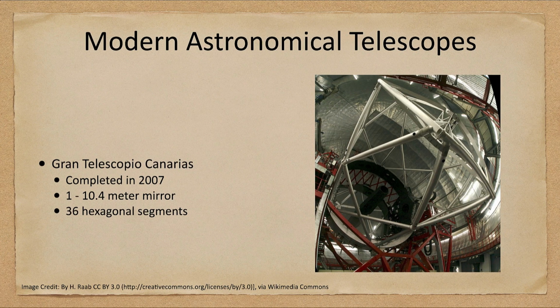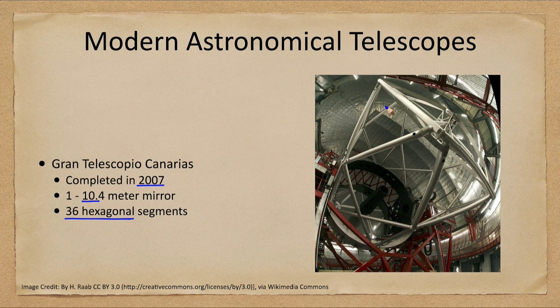And then we have the Gran Telescopio Canarias, and that was completed in 2007, which is a single mirror that is 10.4 meters. Now you think about how big these telescopes are getting. It's very hard to build one mirror this size. So this is actually in hexagonal segments, 36 of them, that are then put together to be able to use it as a single mirror.